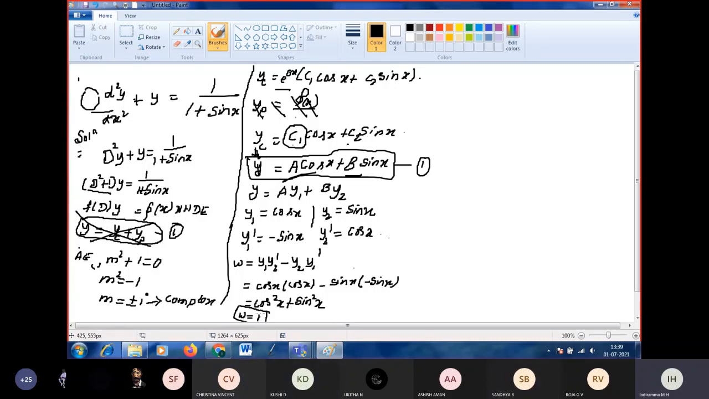These are the steps we have to follow. First we find YC. In YC, replace YC by Y, and replace C1 by A and C2 by B. Next, after finding W, we have to write the formula to find A dash. What is the A dash formula? A dash is equal to minus Y2 into phi of x by W. What is Y2?